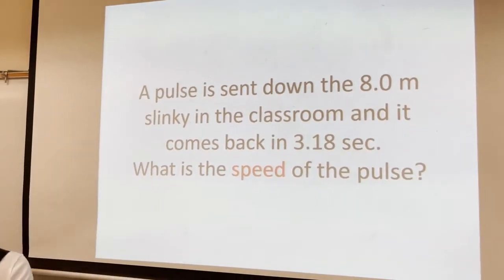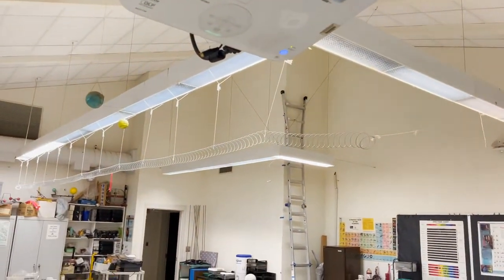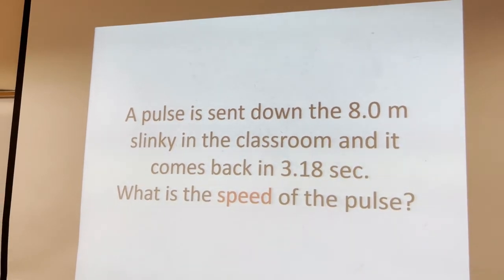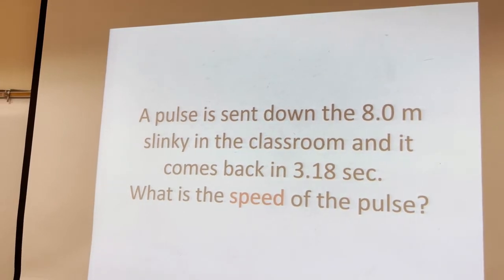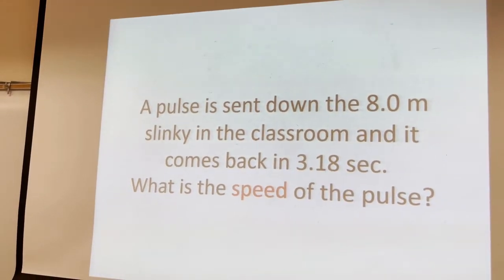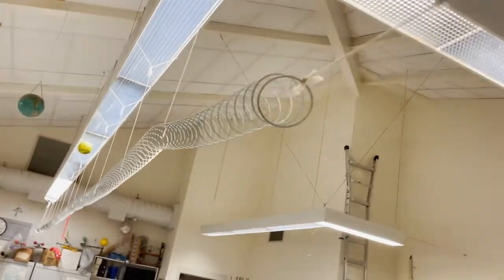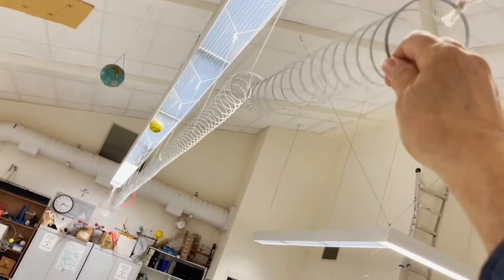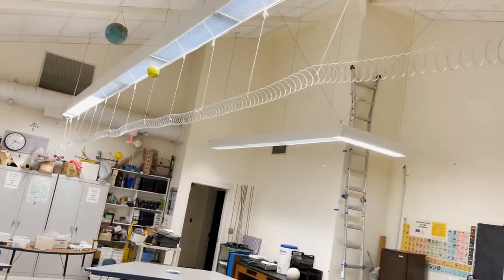Oh, we've got a practice problem. A pulse is sent down the 8-meter slinky in the classroom. So the distance is 8 meters. And it comes back in 3.18 seconds. So it goes there and back. What is the speed of the pulse? So the slinky here is 8 meters long. It goes down, it comes back in that much time. So 8 meters in that much time, it has to go down and back.